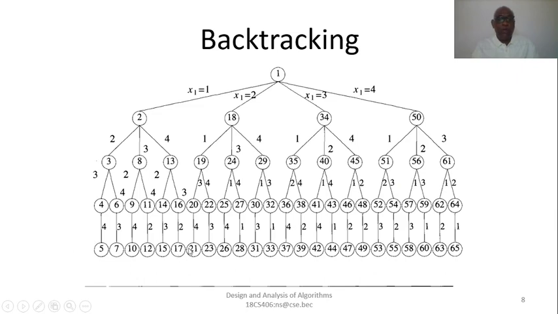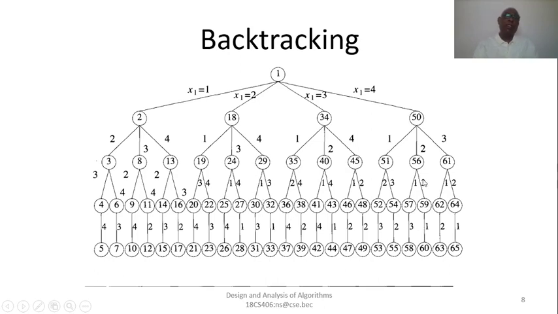And of course, these leaf nodes represent all the possible tuples of the solution space. For example, if you look at node 12, it corresponds to the 4 tuple x1 equal to 1, x2 equal to 3, x3 equal to 4, and x4 equal to 2. Similarly, if you look at the leaf node 60, it corresponds to the 4 tuple x1 equal to 4, x2 equal to 2, x3 equal to 3, and x4 equal to 1.